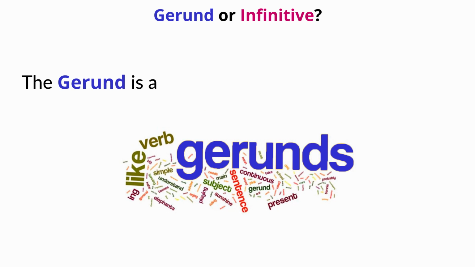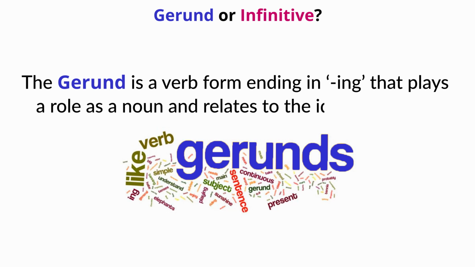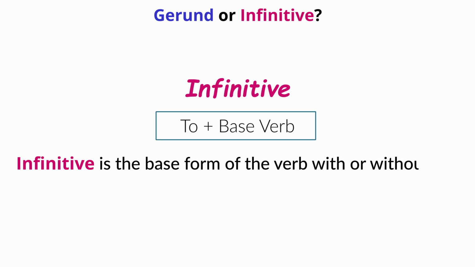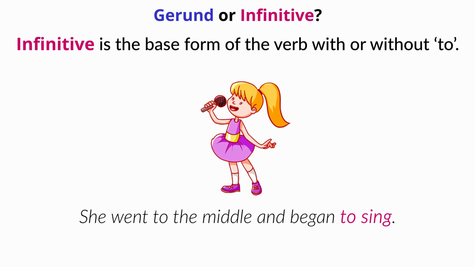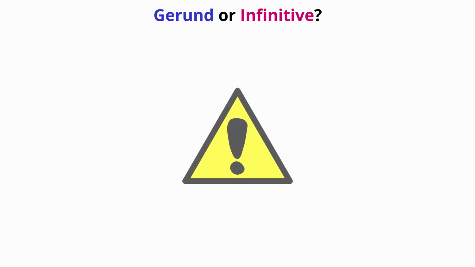Let's formulate the definition of a gerund once more. The gerund is a verb form ending in ing that plays a role as a noun and relates to the idea of activity. Obviously, you know what infinitive is. This is the base form of the verb, with or without to. Here are the examples with the same verb sing. She went to the middle and began to sing. From the first sight, we can use both gerund and infinitive after the verb in sentences. The trick is that for many students, it becomes unclear when the gerund should be used and when to use infinitive in speech.